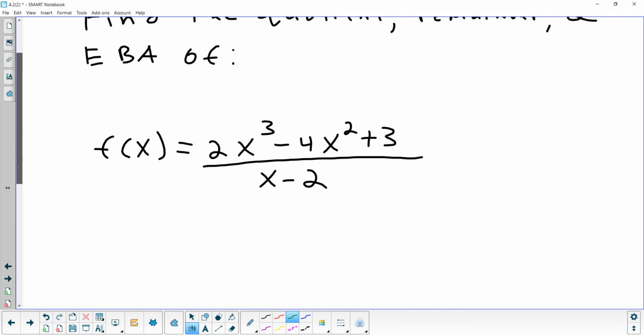Can I do synthetic division with this one? Certainly not. Why not?